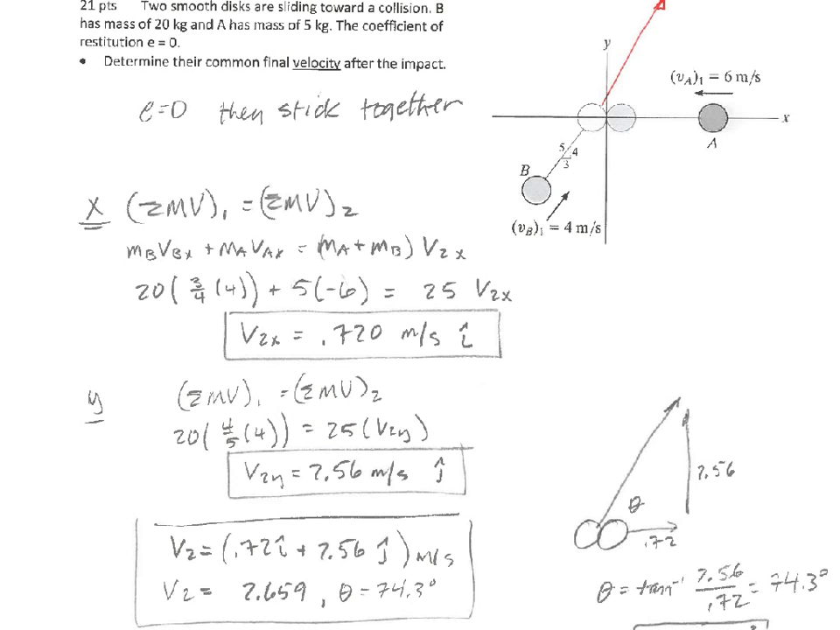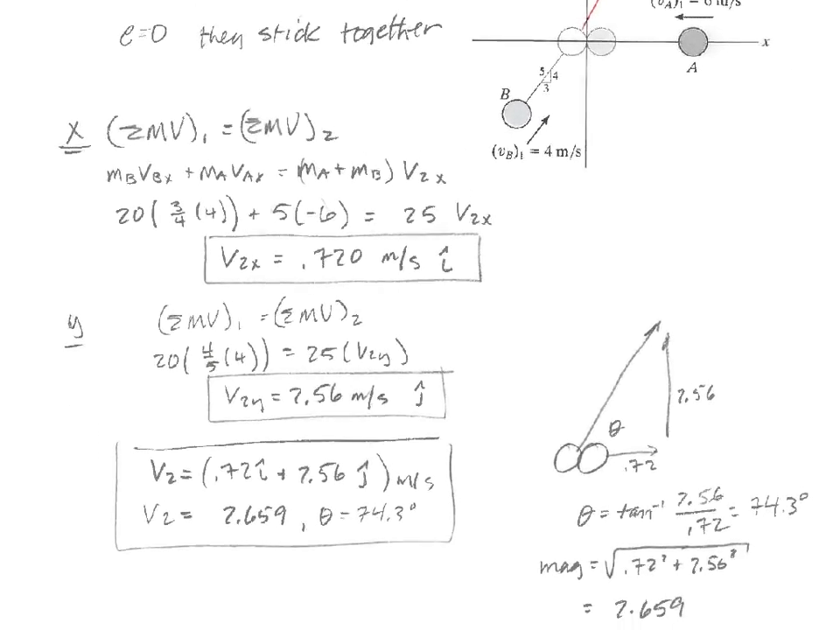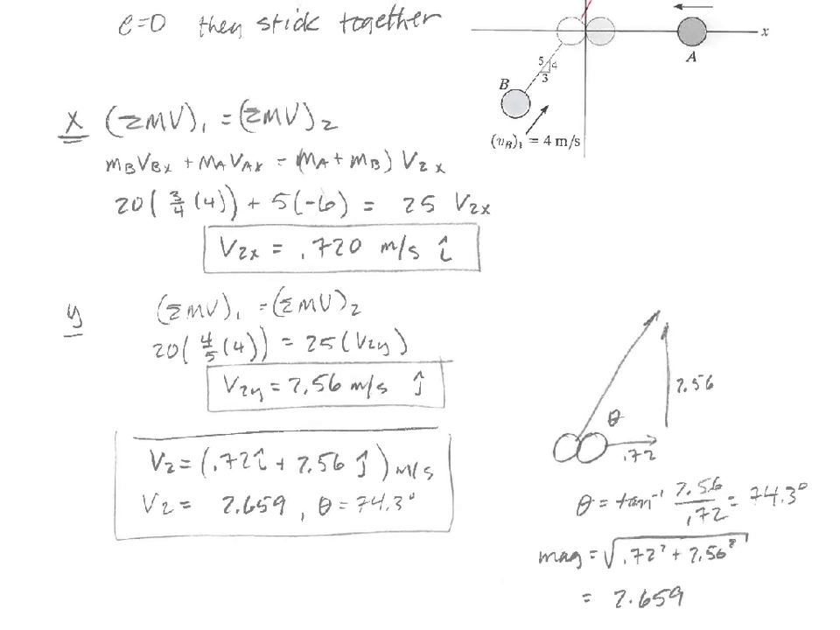In both cases, the ending momentum will be the sum of the masses times the common velocity in the x direction, and here we have the sum of the masses times the common velocity in the y direction, and we can get the actual speed and the actual direction. The actual direction is gained by looking at the two components. We have the 0.72 in the i direction, 2.56 in the j direction. We take the inverse tangent, we can do that.